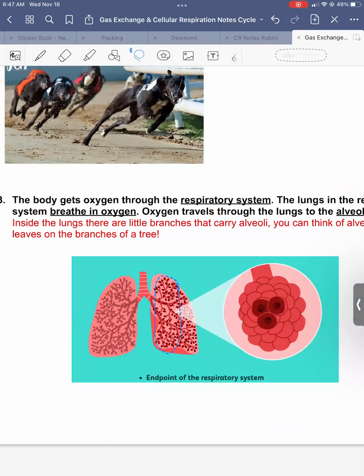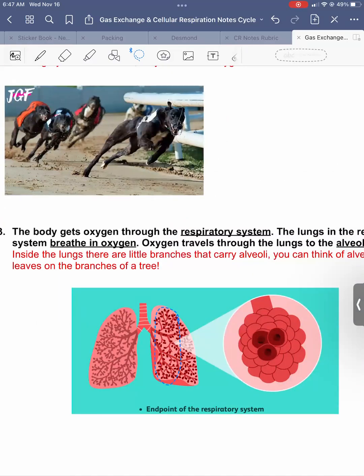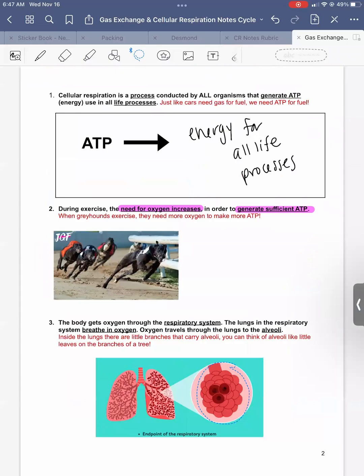And if you zoom in to one of these little leaves, you'll see something called the alveoli, right? That's the alveoli right there. So we're going to go ahead and label that. Notice that you have a lot of alveoli, right? You don't only have one. All those little tiny leaf-like things, those are all alveoli. Okay, so when you breathe in, that oxygen is going to travel all the way to all those alveoli.